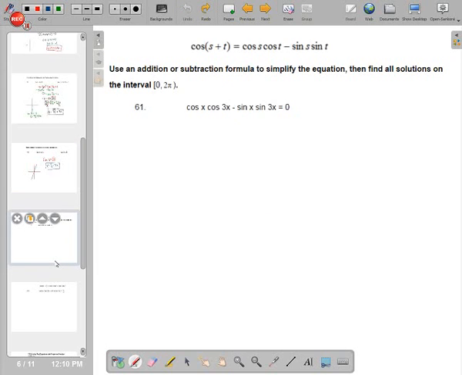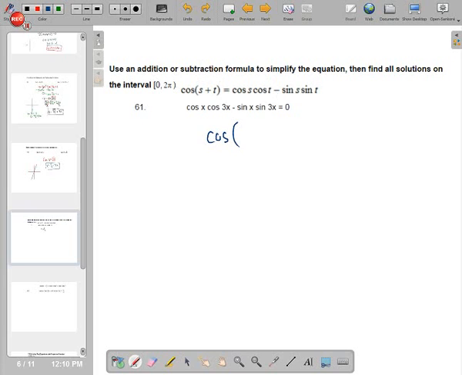Let's try another one. This is probably the hardest one. Here we're going to use a property, and you're going to need the formulas. I have this one right in front of me. This says cosine, cosine minus sine, sine. So this is really a cosine sum problem.